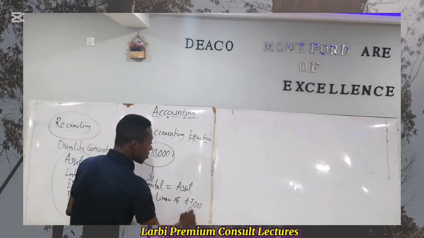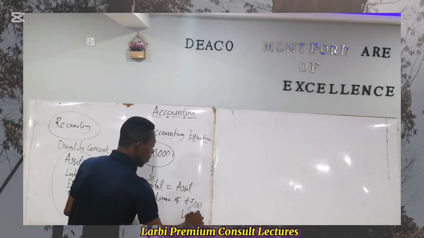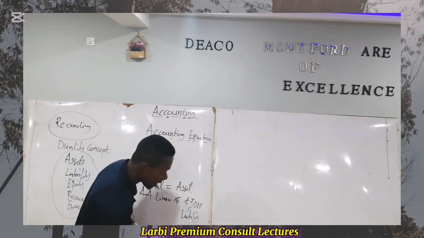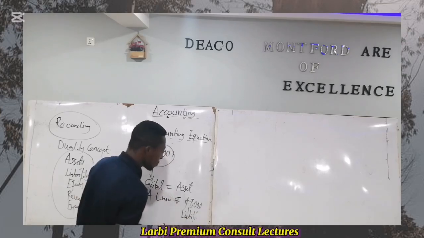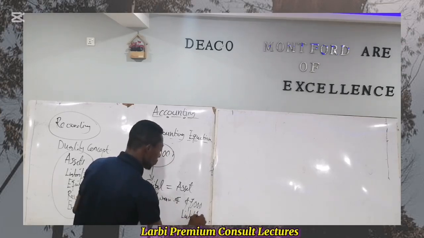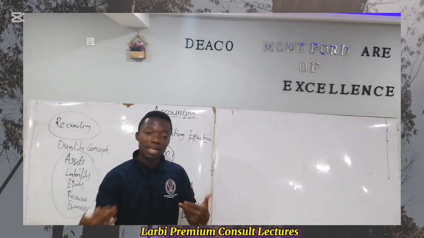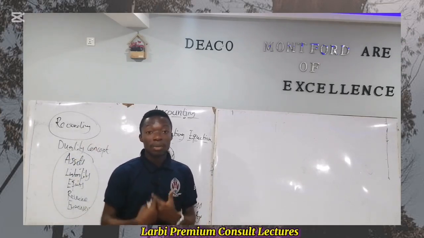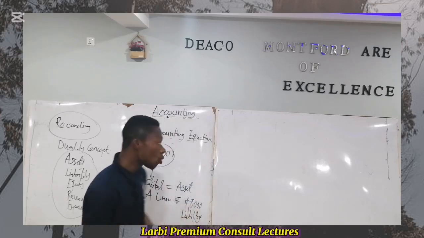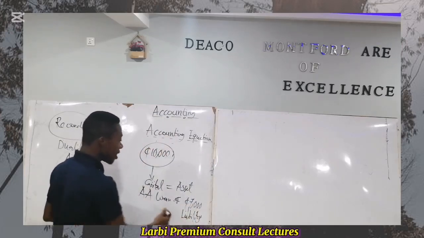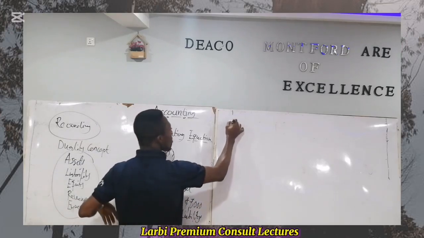This loan of 7,000 Ghana cedis, we refer to this loan as a liability. Why? Because this is a loan that another party is giving to you to run your business. So in this case, the accounting equation is going to be, we will have the capital.